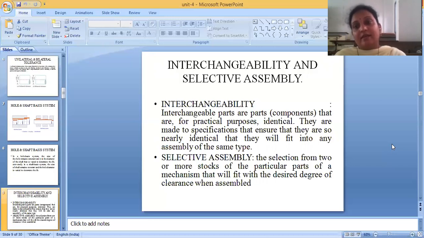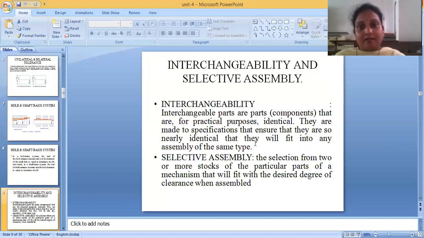Selective assembly is, for example, if you are manufacturing n number of nuts and n number of bolts, any nut from this batch should match with any bolt of that batch. Though you are manufacturing in different batches, the standard should be the same. If you randomly select some component from this batch and some component from some other batch and make an assembly, it should make a perfect fit. So that is called selective assembly.